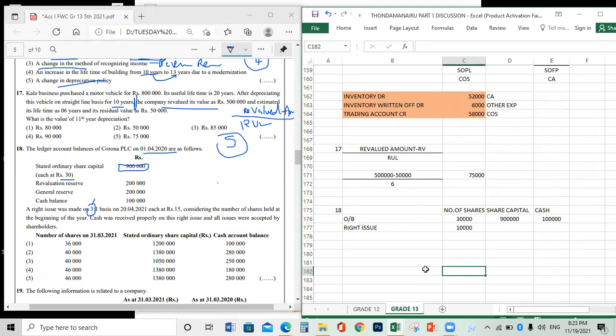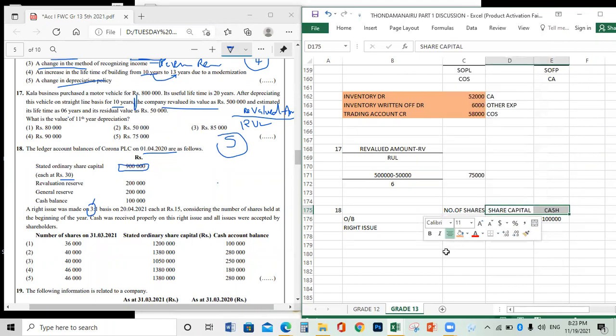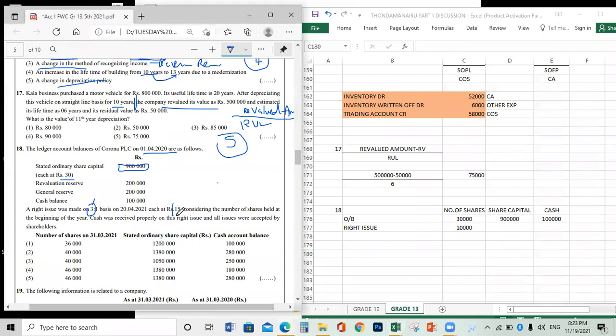You have made a right issue of 10,000. So guys, the right issue is 10,000. What's the double entry when you make a right issue? You will get cash, right? You're issuing at 15 rupees. So when you get cash, cash is debited while your shares increase, so share capital is credited. Cash is debited. Share capital is credited.